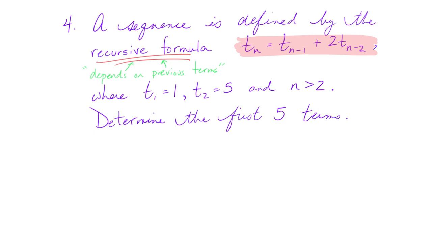Okay, now we get some details where term 1 is equal to 1, and term 2 is equal to 5, and n has to be bigger than 2. Your responsibility, go through and determine the first 5 terms. Okay, we've already been given term 1, and we've already been given term 2. And we've been told that n must be greater than 2.